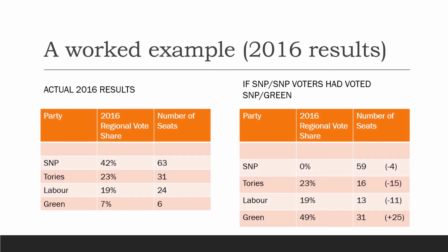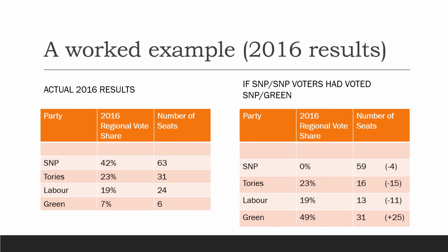So on the left are the actual results from 2016. As you can see, the SNP got 42% of the regional votes, the second votes, and in total the SNP got 63 MSPs. That's across the constituencies and the regions. But what you can see on the right, and there are calculators online that you can use to check my working if you really want to, plug in these percentages, you will get the result.